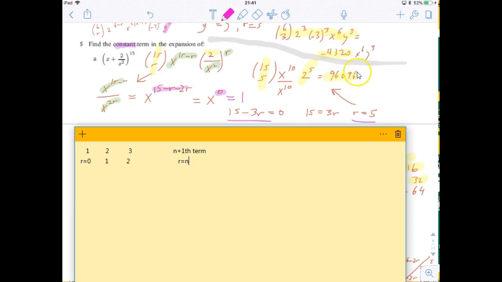we will get 96,096. And what is the variable part of this term? It's nothing, because x to the 10th divided by x to the 10th is just 1. Okay, so there is no variable term. And that is finally it for page 5. Phew.